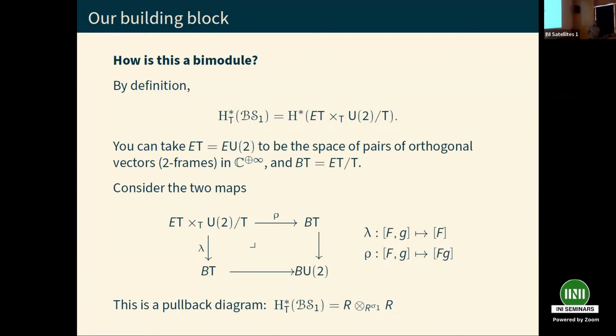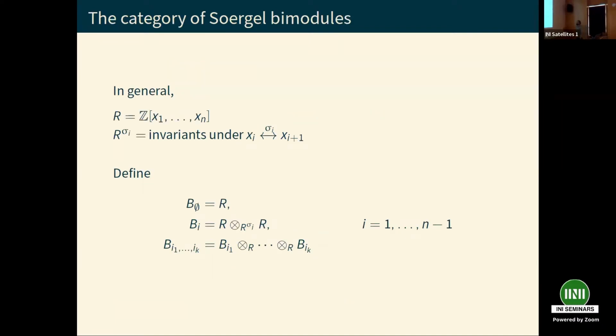So this is kind of like the smallest space underlying the smallest bimodule that we're going to work with today. And then in general, we're going to work with n variables. We can look at invariance under the permutation of two consecutive variables. This is the subring of R. And then we can define what are called the Bott-Samelson bimodules. So if I have a list of indices I from 1 to n minus 1, that's how many positions you're allowed to have of this kind.